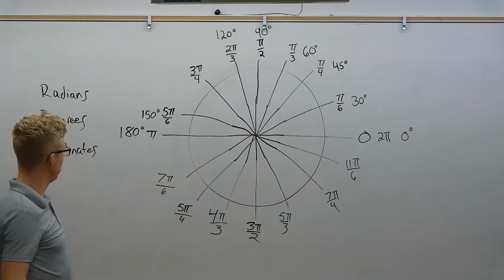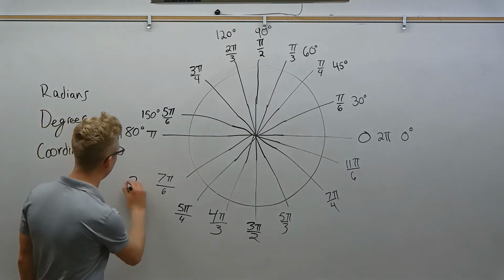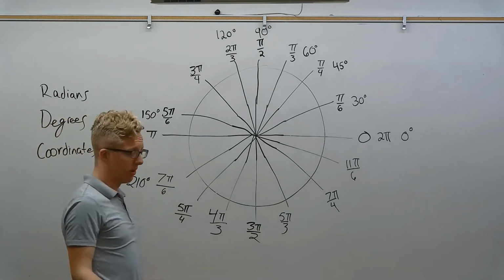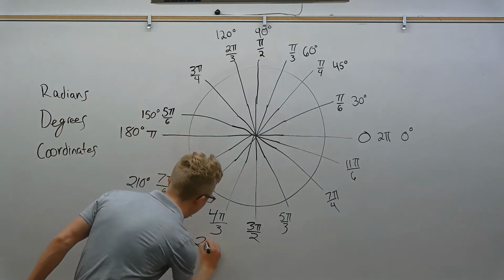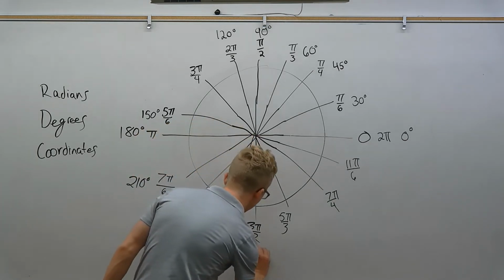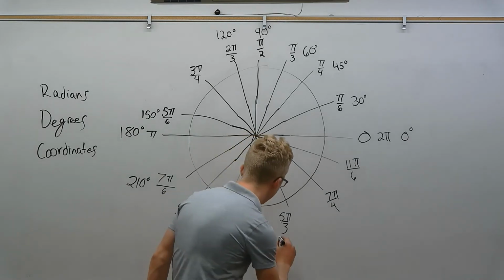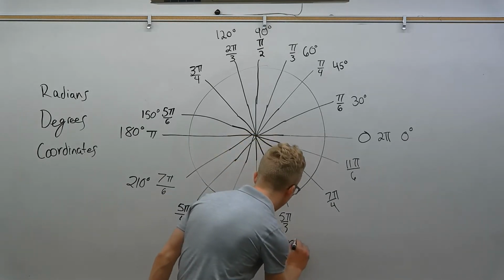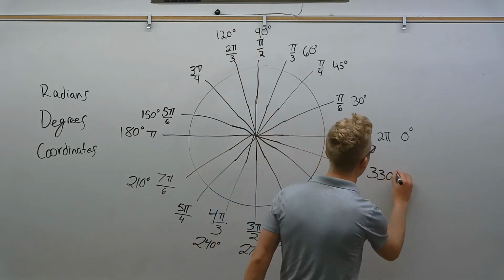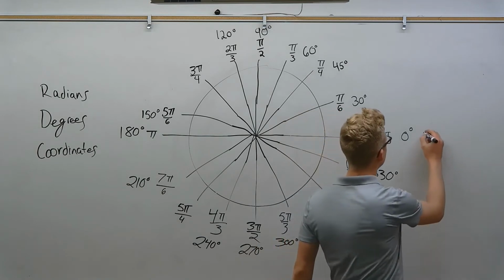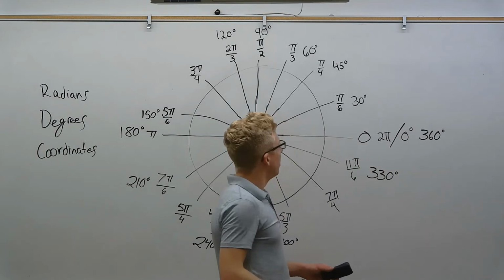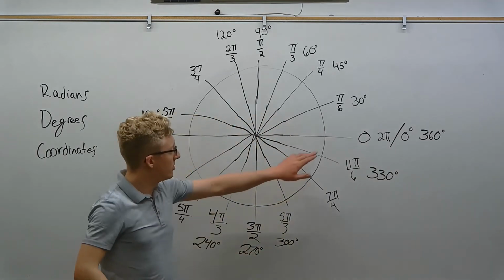Plus 30 is 210 degrees. Plus 30 is 240 degrees. Plus 30 is 270 degrees. Plus 30 is 300 degrees. Plus 30 is 330 degrees. Plus 30 is 360. Okay, so that's all of the ones with a pi sixth.